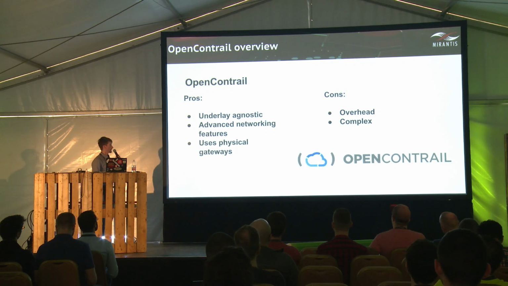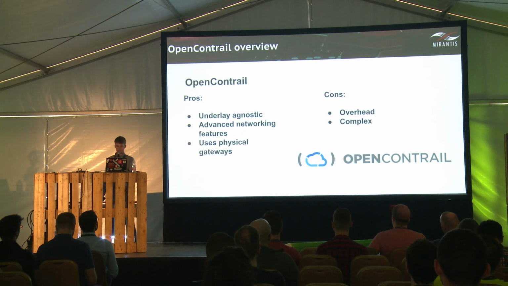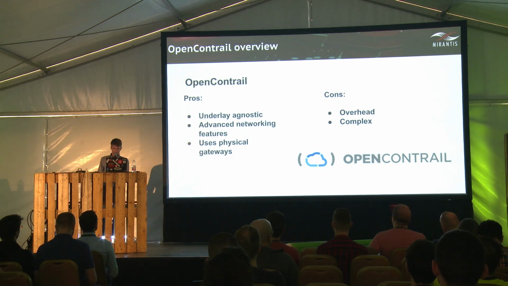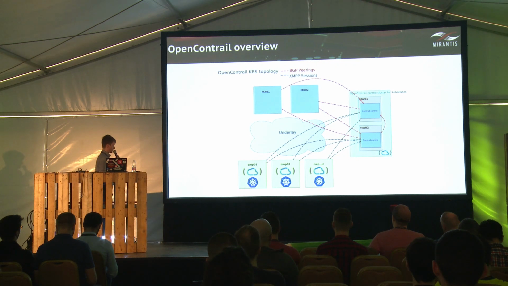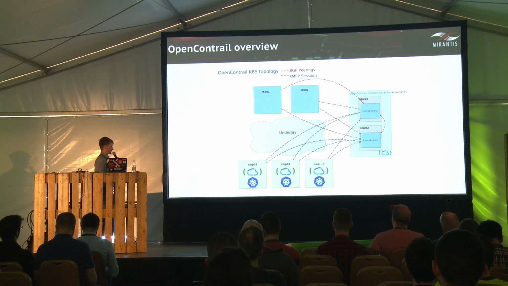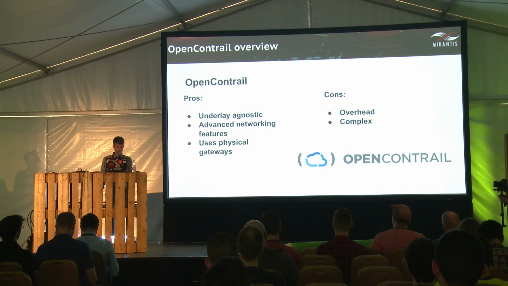And OpenContrail also has some pros and cons. I will try to summarize them. So first, it's underlay agnostic. It really doesn't care what switches you are using or what the underlay network is. You can see that there are just some connections in here. So you need an IP connection, and there is some tunnel. So you need some network which is able to pass your tunnels, but nothing else. And it can provide advanced network features for you.